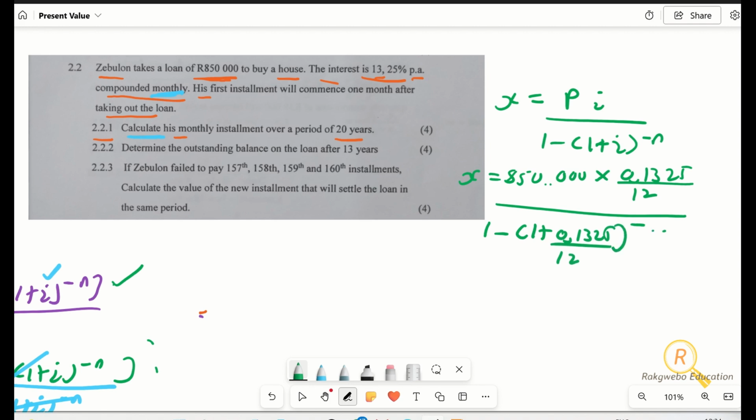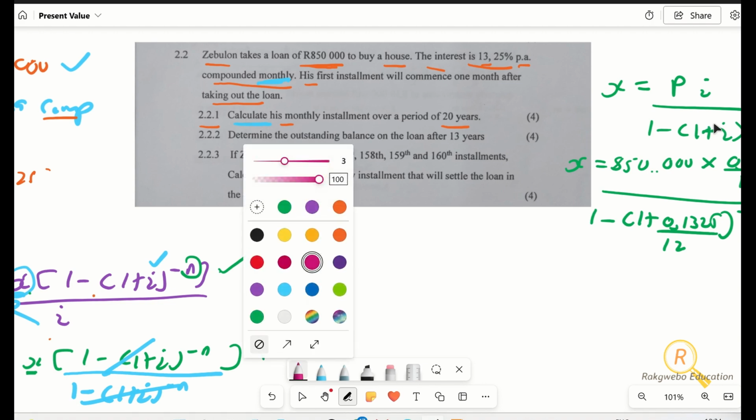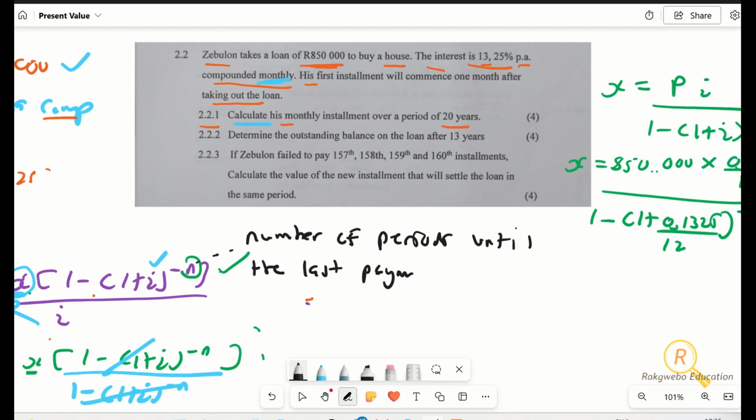What is our n? The n under the present value formula does not represent the number of payments, does not represent the number of years or anything of that sort. N represents, please, this is important, if we miss this, it's curtains, N represents the number of periods until, very, very important, the last payment.